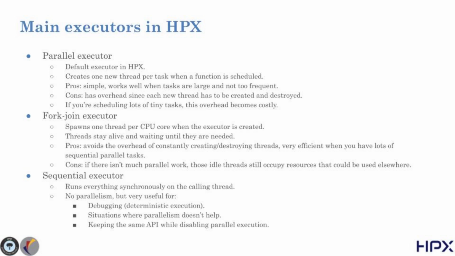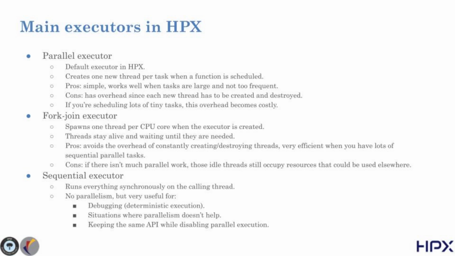The next executor is the fork join executor. Instead of creating a new thread each time, this one spawns one thread per CPU core right at the moment the executor is created. These threads then stay alive and ready for use whenever we need them. The advantage of this approach is that we don't pay the cost of repeatedly creating and destroying threads. This makes the fork join executor particularly efficient when we have a lot of parallel work happening in sequence. On the other hand, if we don't actually have that much work to run in parallel, those threads remain active and occupy resources that could otherwise be used for something else.